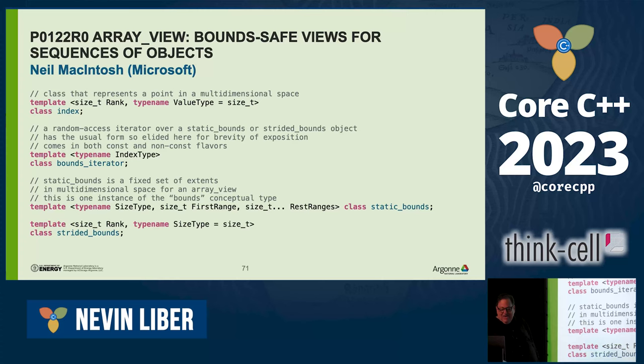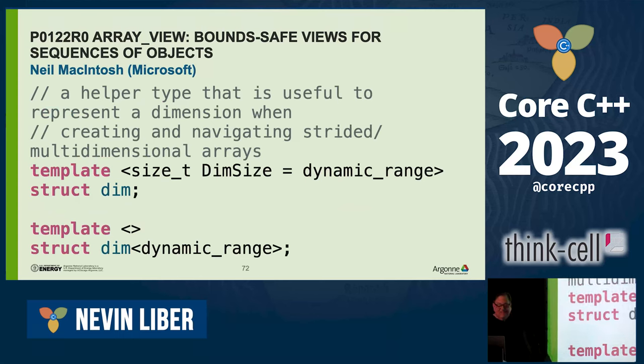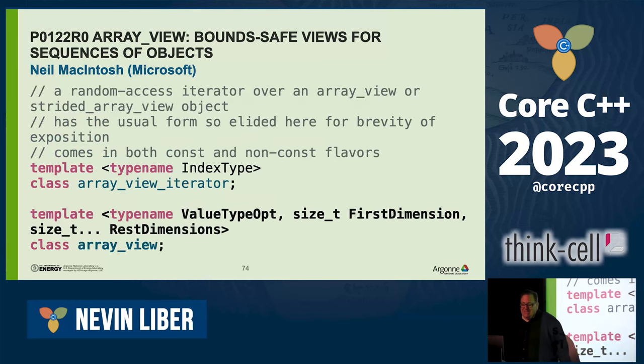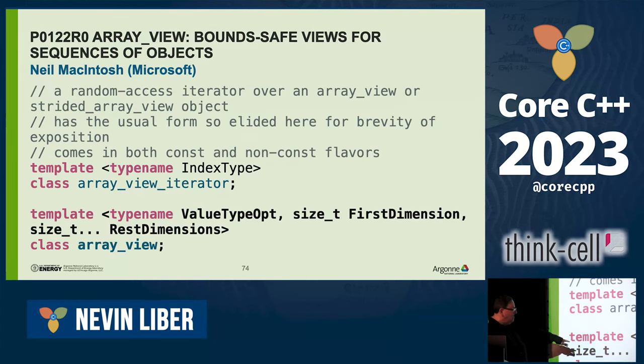So back to this. He had a bounds iterator and then static bounds and strided bounds. And it keeps going. Something for dimensions, because you need a way to represent that. And then this array view. If you pass this in instead of the value type, it takes the size type out of there instead of defaulting to size_t and uses that for your iterations. And then finally, array view.